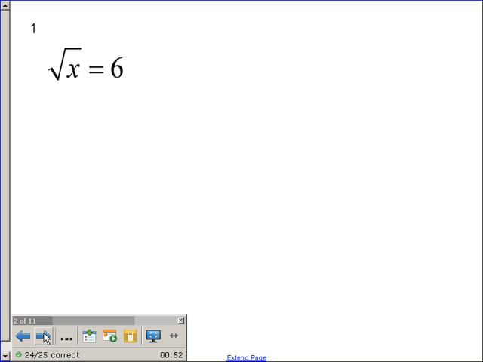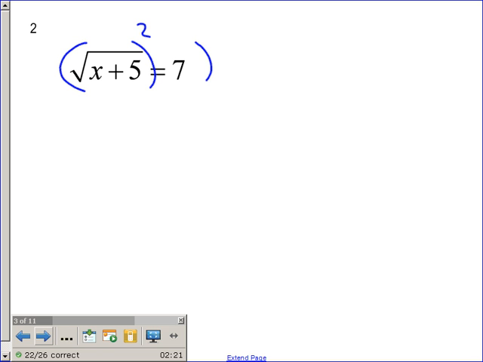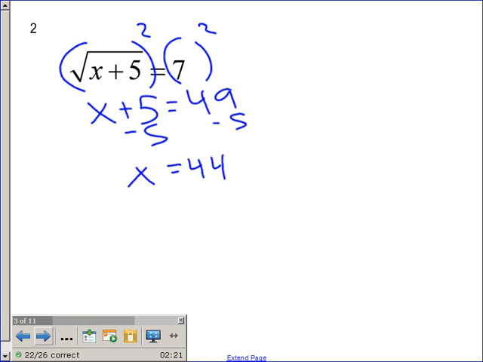So the easy example, again, if we have the square root of x, in order to get rid of that square root, we're just going to take it to the second power. And when we do it to one side, we have to do it the other side. So x equals 36. Pretty simple, right? Same thing for this example. Even though we have x plus 5 underneath there, it's the same thing. We're just taking it to the second power. So that means we got rid of the radical. So x plus 5 equals, and again, 7 squared is 49. Now we just got one more step. We subtract 5, and x equals 44.